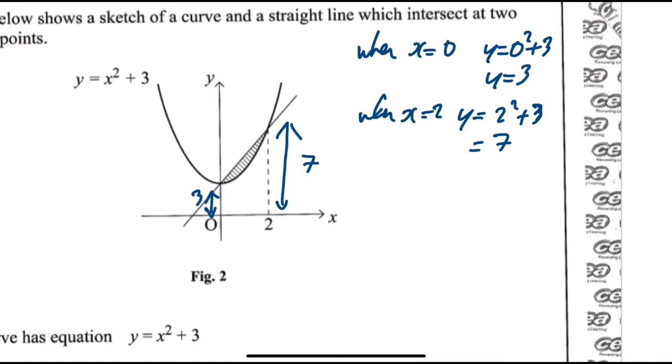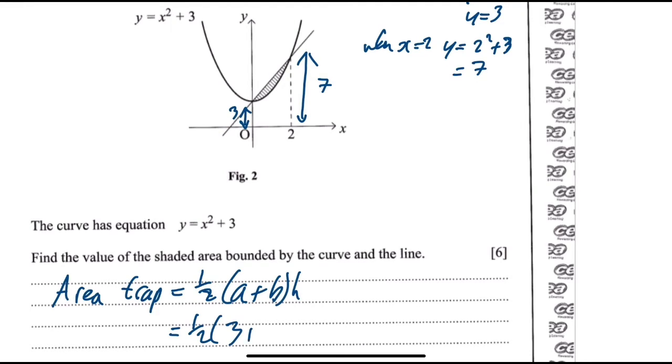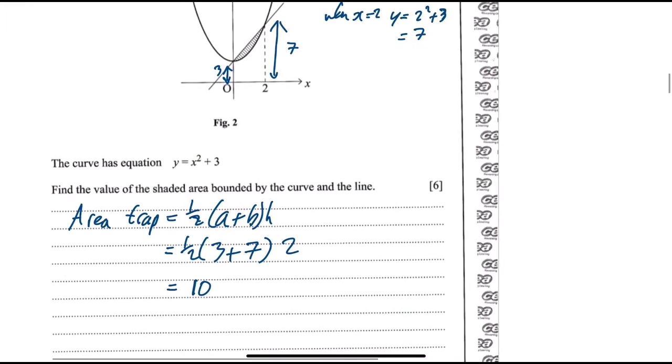So we can find the area of that trapezium. Remember the area of the trapezium formula, it's a half times a plus b, times h. That's going to be a half times your a, which is one of your parallel sides, 3, plus the other one, which is 7, times the perpendicular distance between them, which is 2. Put that into your calculator, half times brackets 3 plus 7, times 2, and that is just going to give you 10. So that's the area of the trapezium.